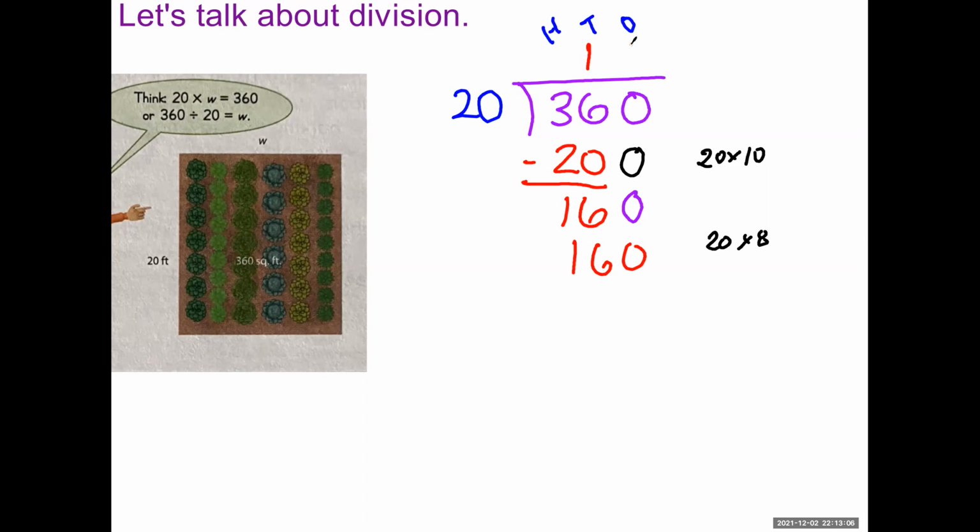I put the 8 in the ones spot on the top. I subtract. I have 0 left over. If I had a number here, this would be the remainder. But I have a remainder of 0. That's very nice. But it's possible that you have some left over and you would just write it as remainder 0. Usually you don't write R0 if you have a remainder of 0. You just have 18.